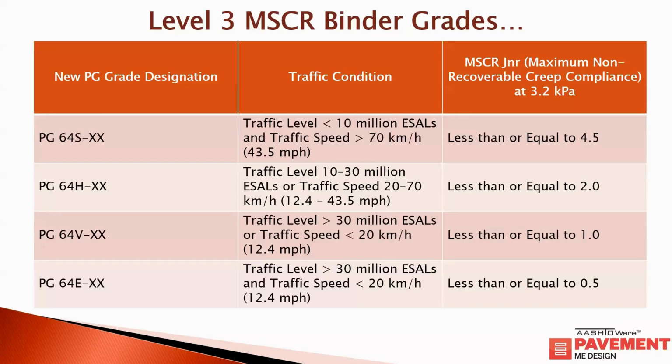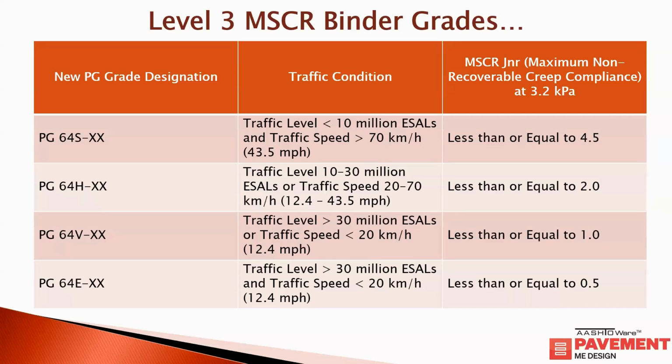Okay, so in the level 3 MSCR binder grades, you can see there is a high temperature grade, there is a low temperature grade, and there is also a traffic grade that's denoted by S, H, V, or E. Usually S stands for standard traffic, H stands for heavy traffic, V stands for very heavy traffic, and E stands for extremely heavy traffic. And you can see in the second column, these traffic grades S, H, V, and E are based on different traffic levels and traffic speed. And for each traffic level, you also have to satisfy a criterion of a maximum Jnr value.